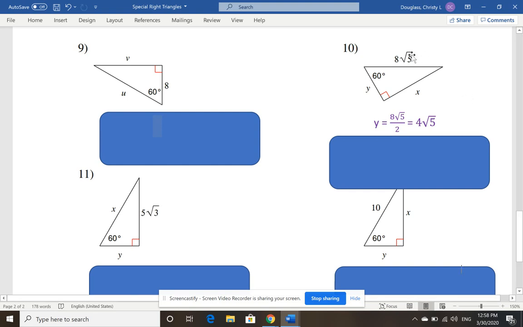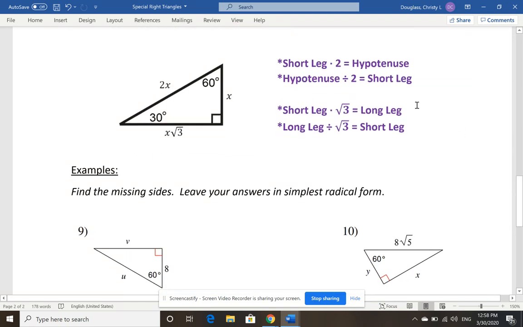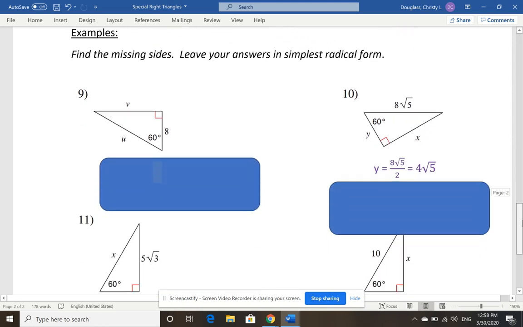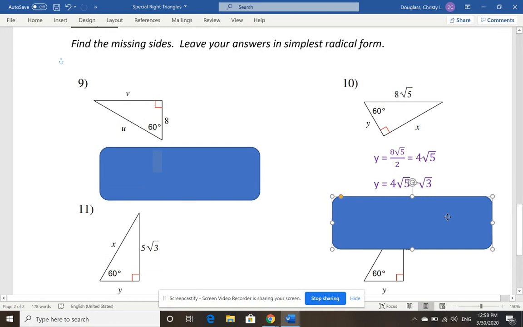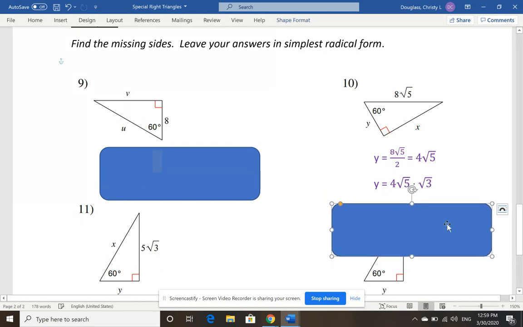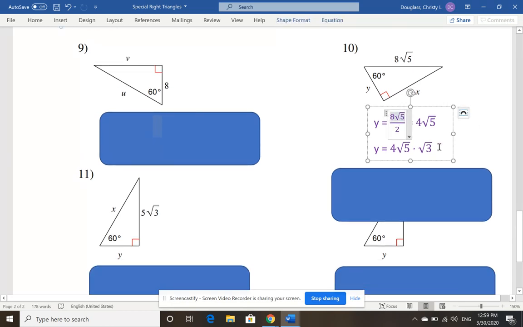So now I know the hypotenuse and I know the short leg. The only thing remaining is to find the long leg. To find the long leg, I'm going to take the short leg times the square root of 3. Well, the short leg is what I just found, 4 square roots of 5. So I'm going to take 4 square roots of 5 and multiply it by the square root of 3. And it looks like I didn't finish this problem, but that's okay. Let's do this together. Let me make this a little bit bigger.